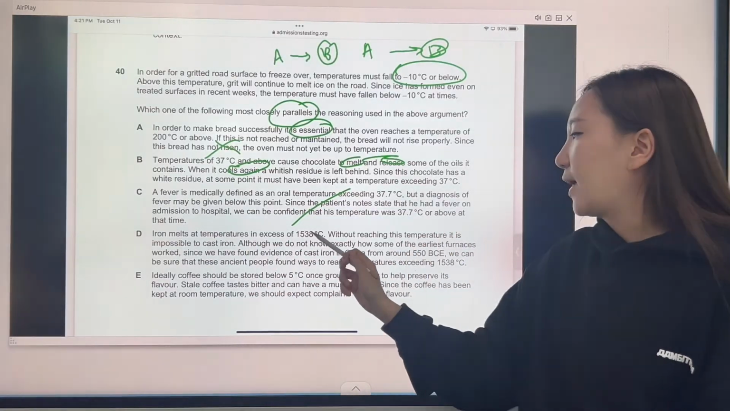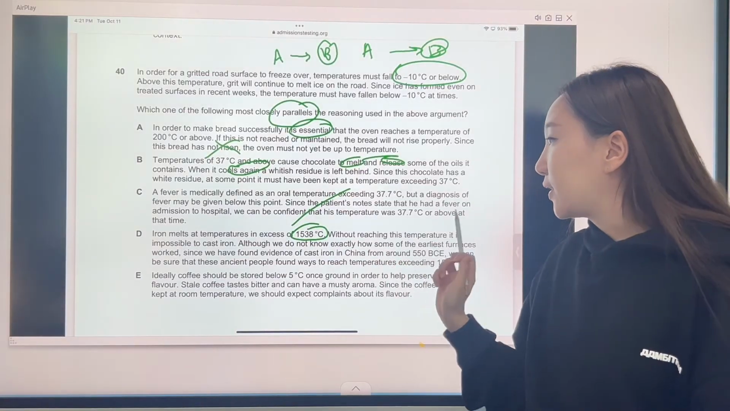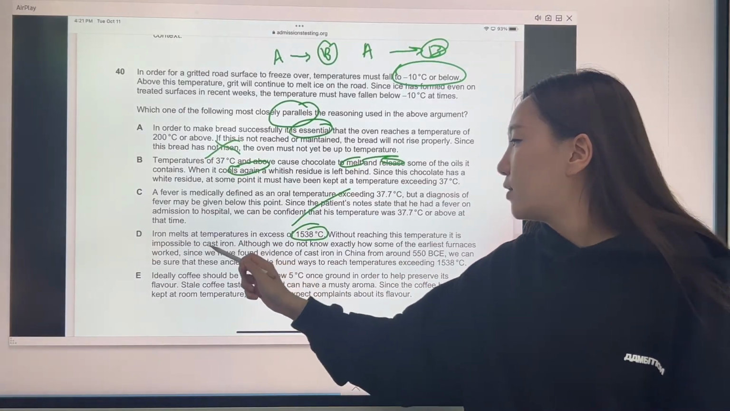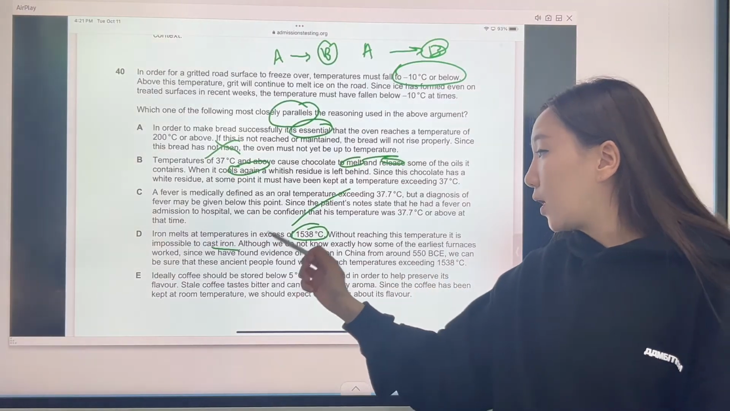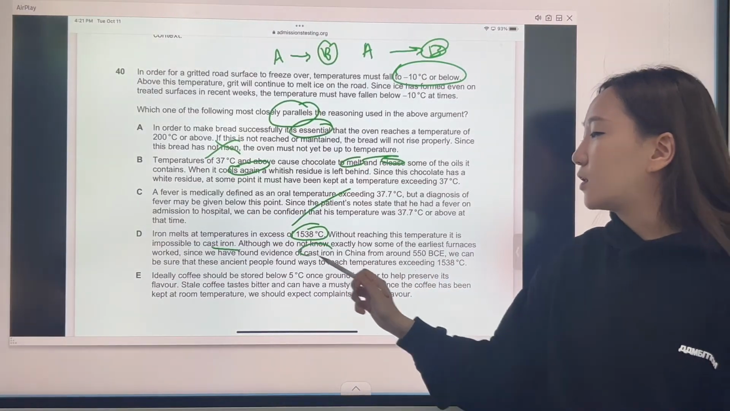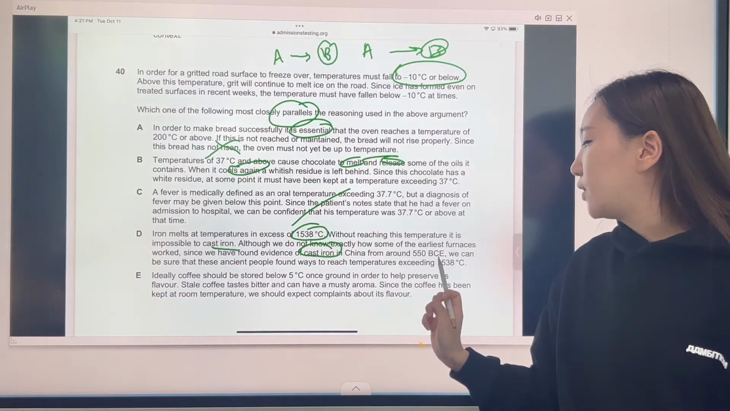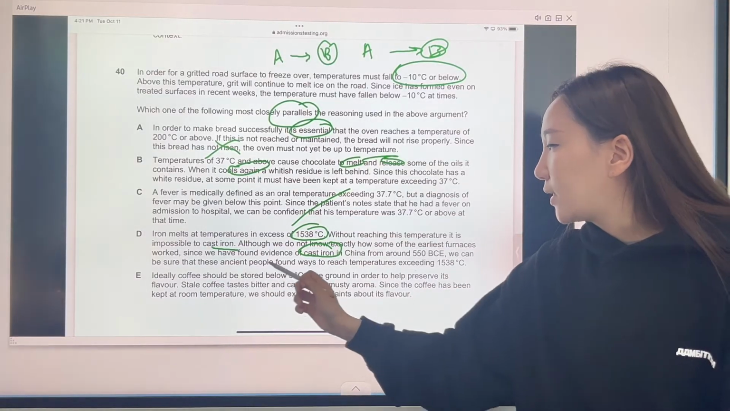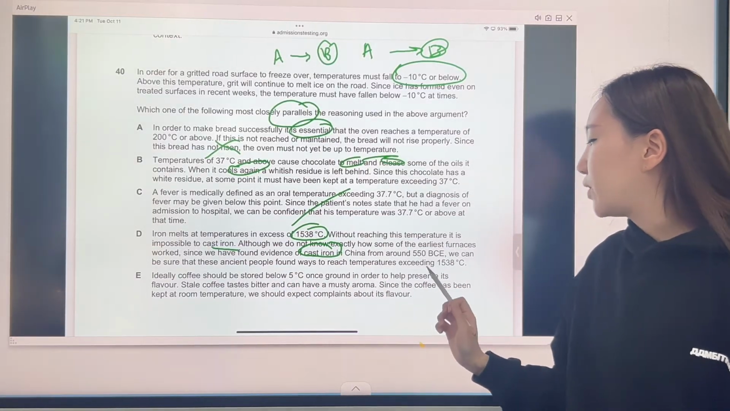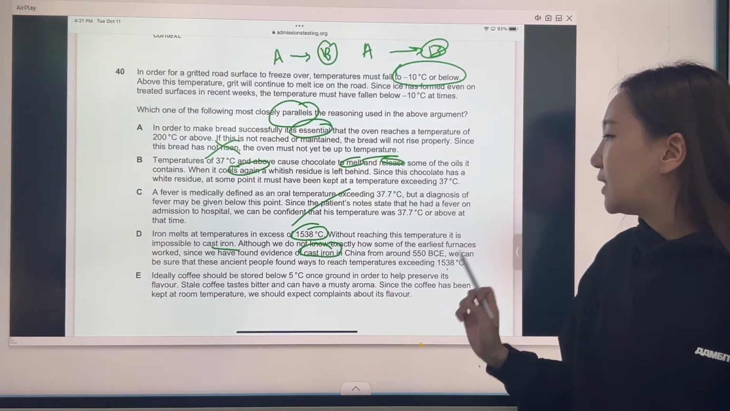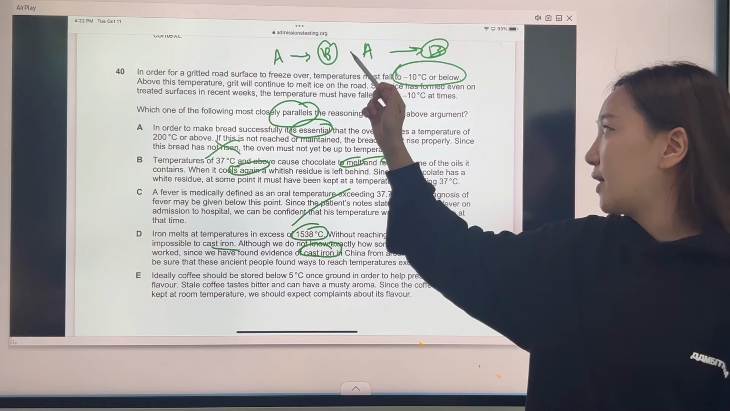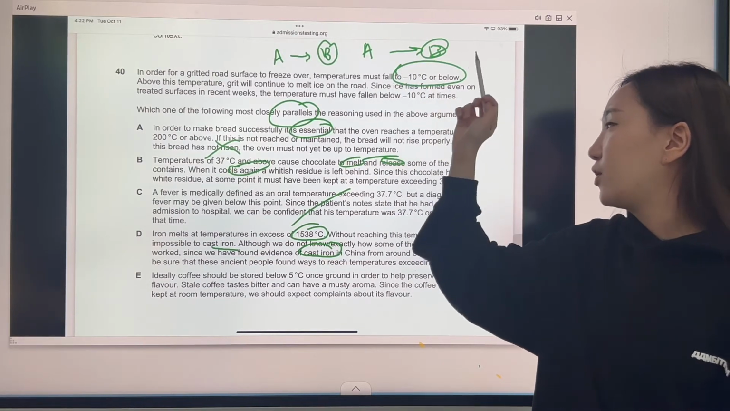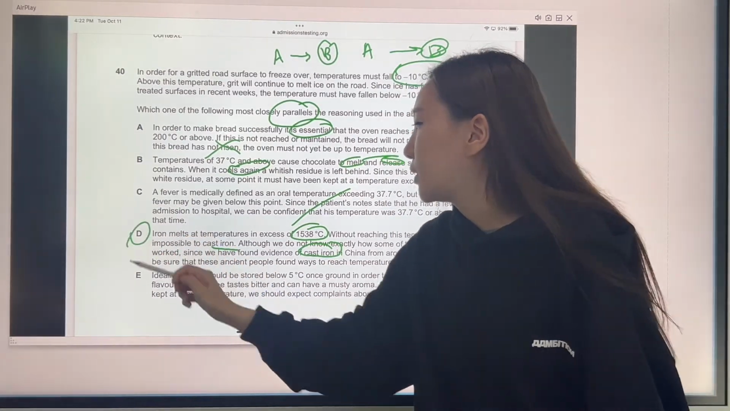Iron melts in excess of this degree. Without reaching this, it is impossible to cast iron. So, yep. Although we don't know exactly how some of the earliest furnaces worked, since we have found evidence of cast iron in China from around 550 BCE, we can be sure that these ancient people found ways to reach temperatures exceeding 1538. Very wordy, but essentially the same thing. For cast iron, temperature is necessary. We found cast iron, temperature must have been reached. So D will be the answer.